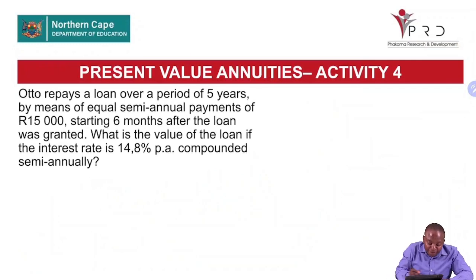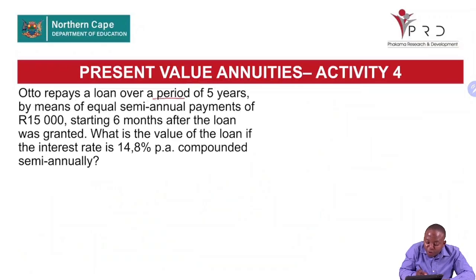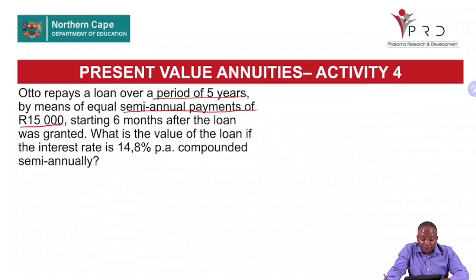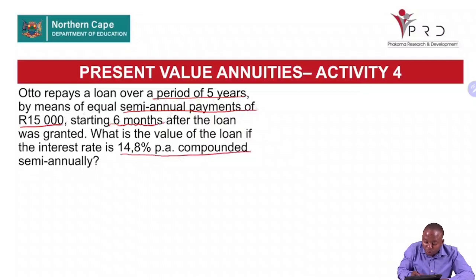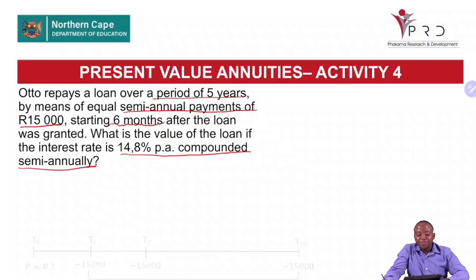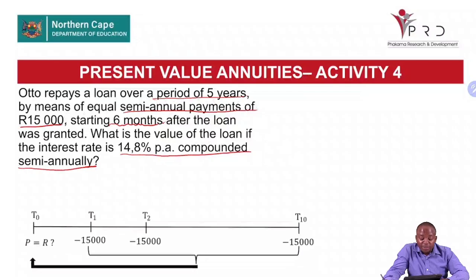Number one, we are saying Auto repays a loan over a period of 5 years. Very important. By means of semi-annual repayments of 15,000, starting 6 months after the loan was granted. So, this is also important. What is the value of the loan if the interest rate is? As you can see, I'm underlining the important information or details in our statement. These are the details I'm going to populate in my timeline.